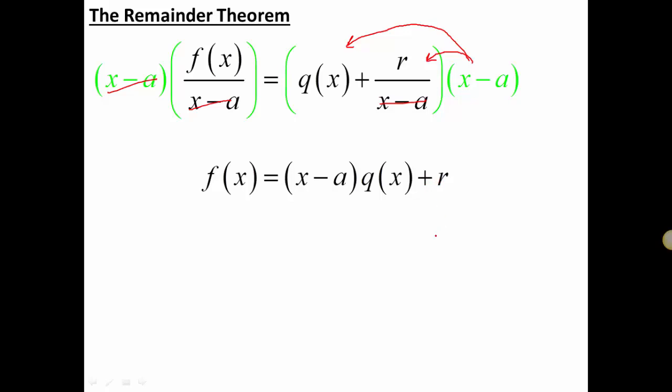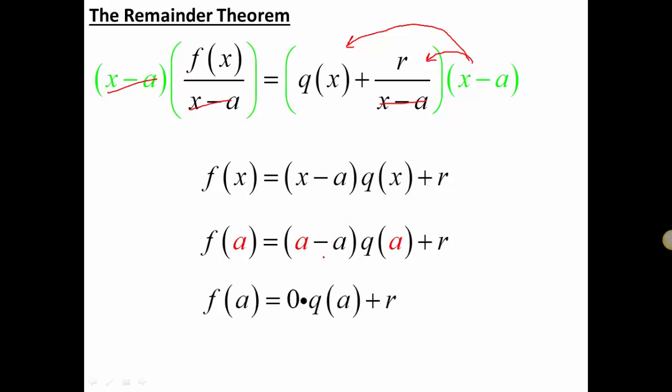What if I plug in a for x? What would happen if I evaluate the original function at a? Well, what would happen on the right side is that a minus a, well, that's 0, and 0 times anything is 0. So if I evaluate f of a, it's just going to spit out r, the remainder.